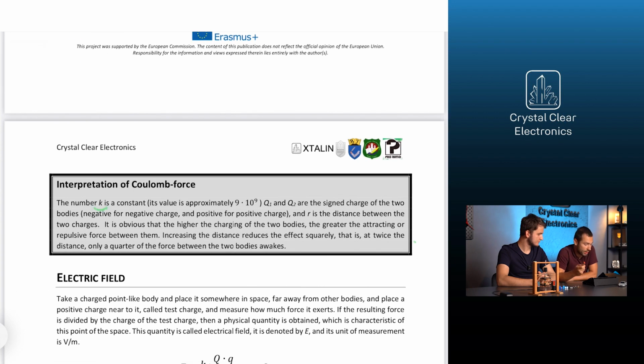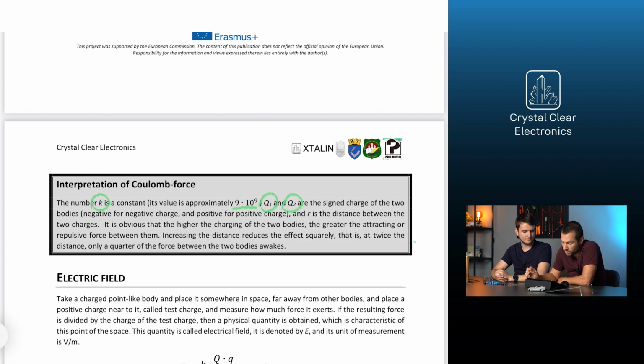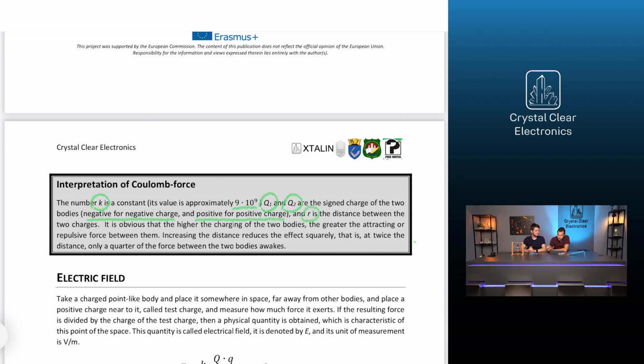The number K is a constant. Its value is approximately 9 times 10 to the power of 9. Q1 and Q2 are the signed charges of the two bodies, negative for negative charge and positive for positive charge. And R is the distance between the two charges.